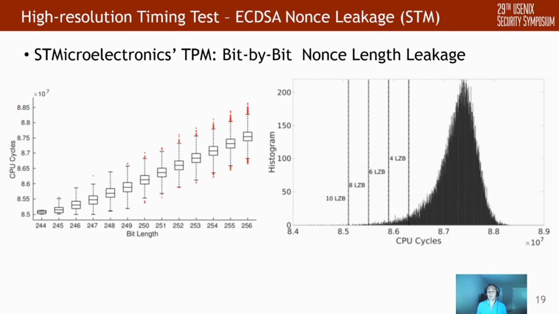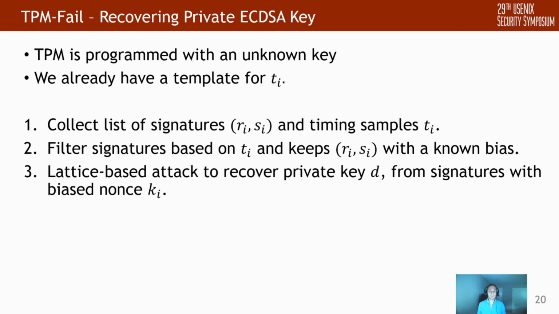You can also see that there is a direct correlation between the bit length and the timing, and this correlation is linear. So far, we just have some partial information about the bit length of the nonce. What can we do with this?